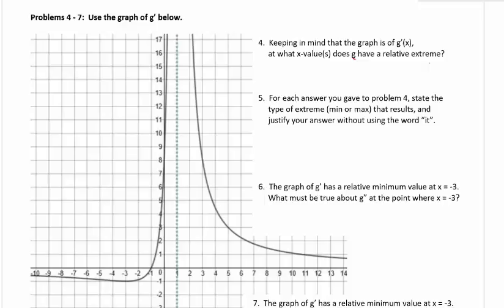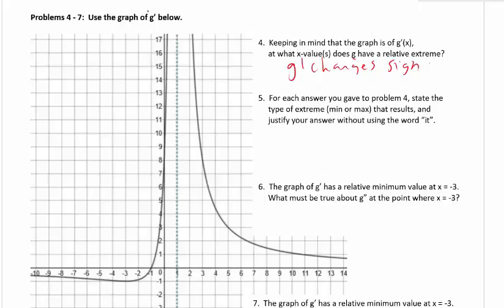In problem 4, we are given a graph of g prime and asked about the parent function g. Specifically, they ask us, where does g have a relative extreme? G is going to have a relative extreme wherever g prime changes sign. That's what we have a graph of, g prime.